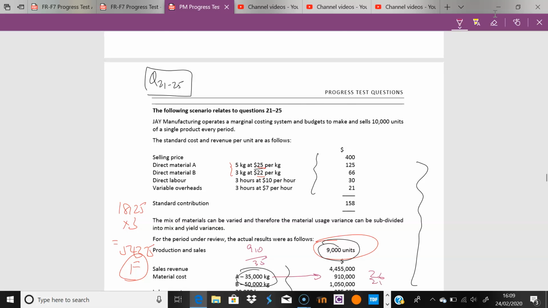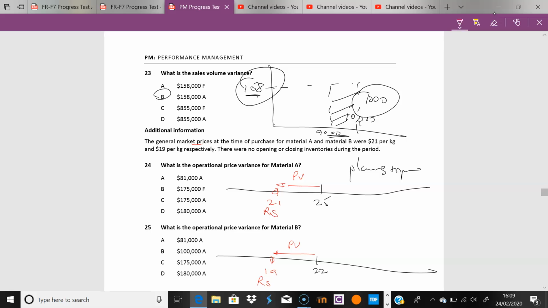So you actually paid 26, and here I have 21. So my operational variance, which is the actual trading variance, is the difference between your revised standard and what you actually paid. That's the actual operational. Revised standard and what you actually paid. So 26 minus 21 is 5. How many units did you actually buy? I bought 35,000 units. Kilograms, forgive me. And here we have 2, which is the difference between revised standard and what you actually paid.